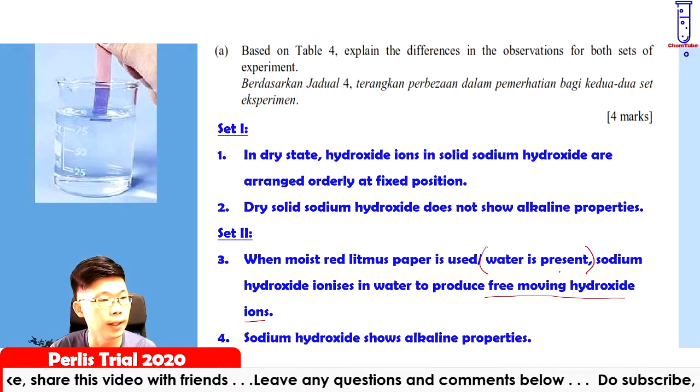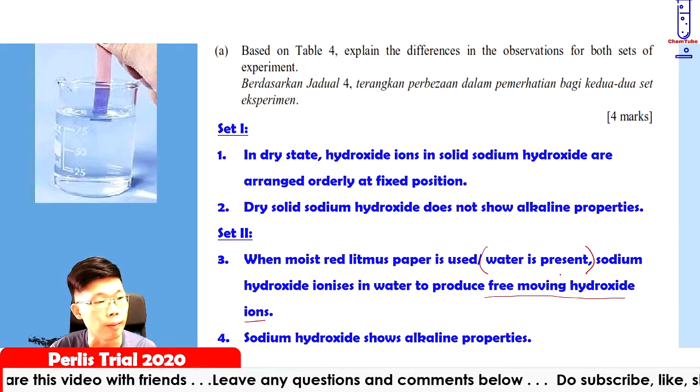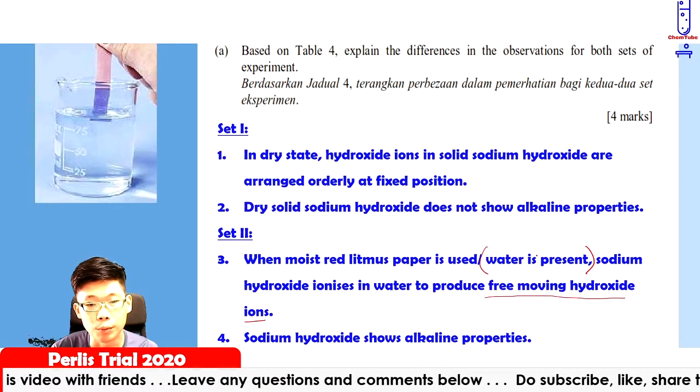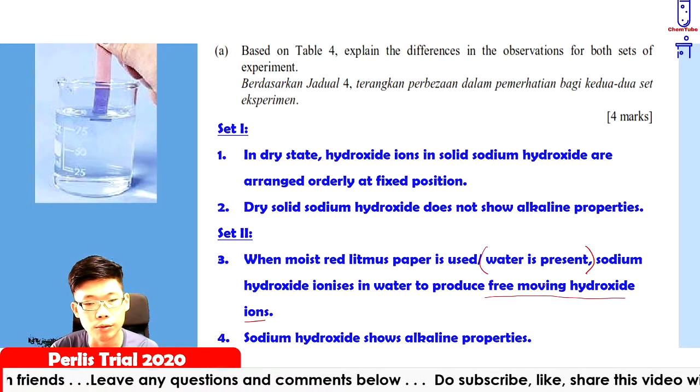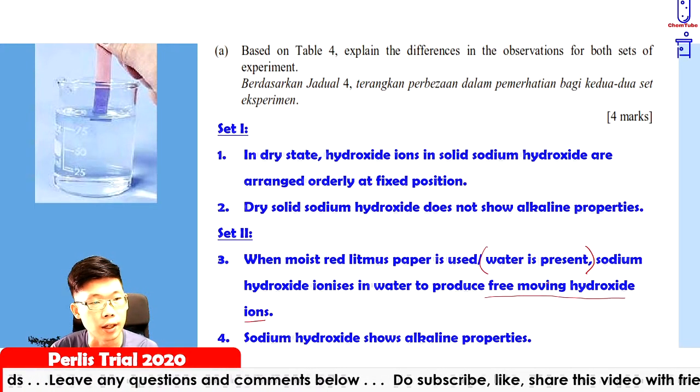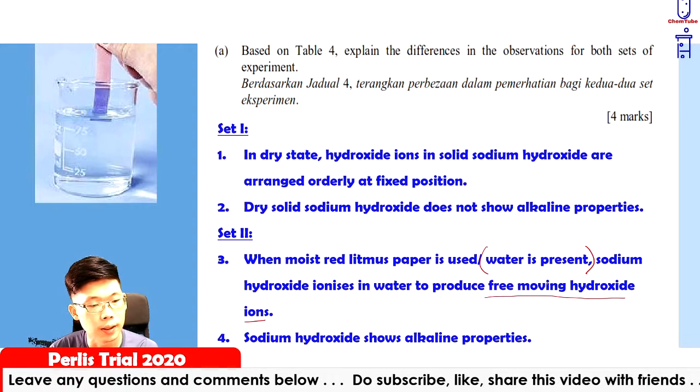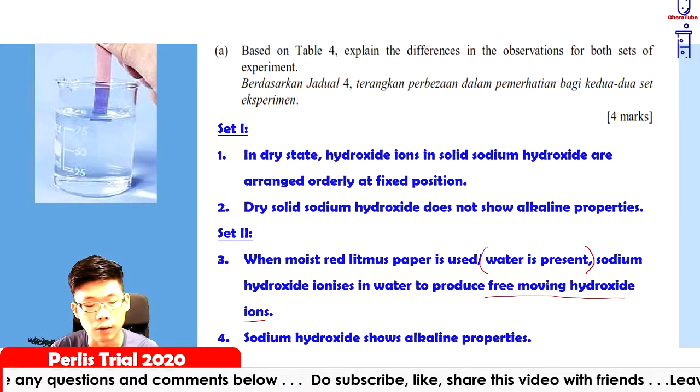No matter what, you have to remember, if water is present in the acid and alkali, then it has freely moving hydroxide ions or hydrogen ions. Then it can show the acidic or alkaline properties.